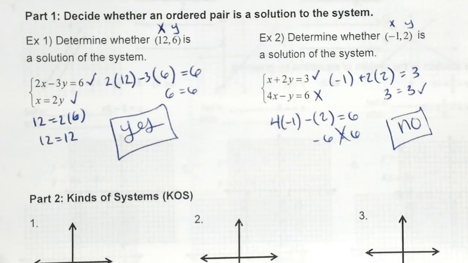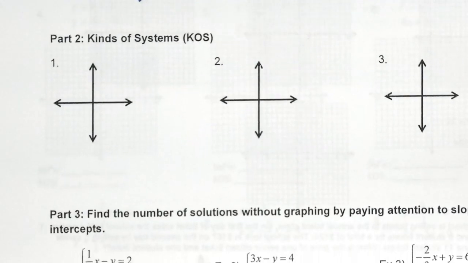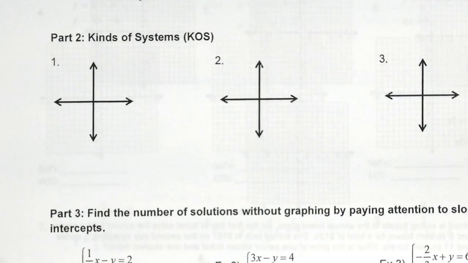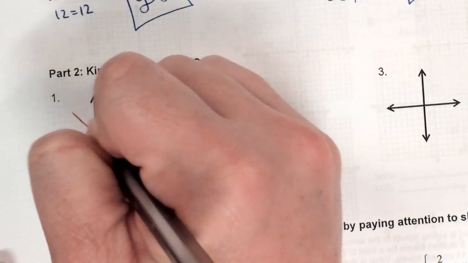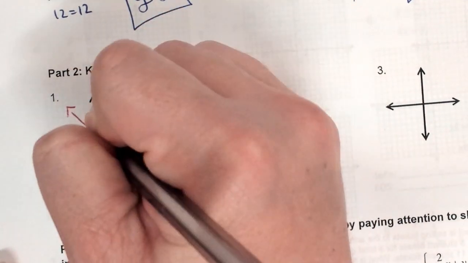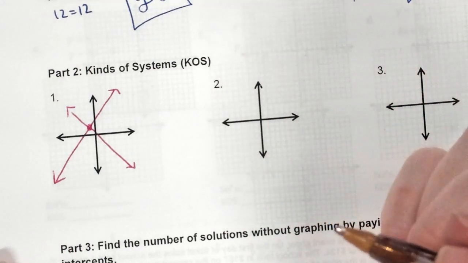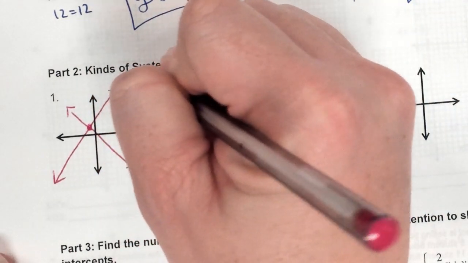Any questions with part 1? No. Okay, so let's look at part 2. Now we're going to talk about our kinds of systems. So our first kind of system is when our lines have different slopes. And it's going to look something like this. So they have different slopes.